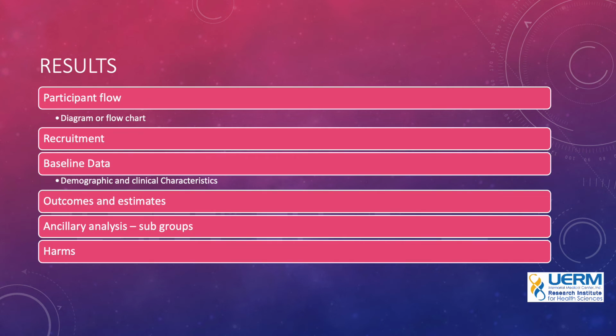In the results, we have the participants' flow. So we have the diagram or flow chart. We have the recruitment, where we have the inclusion and exclusion criteria, and the baseline data, where we have the demographic and clinical characteristics, if they are comparable. We have the outcomes and estimates, some subgroup analysis, and some harms that were noted during the study.